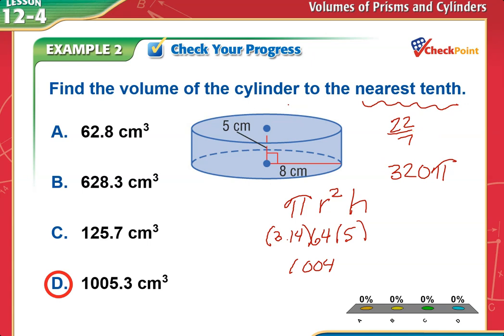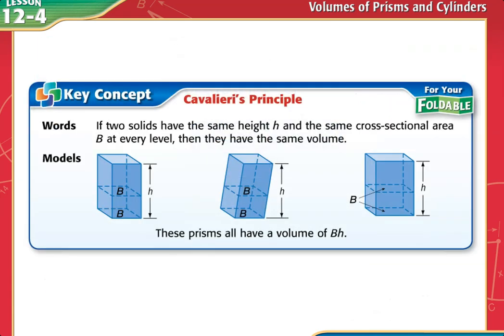Okay, so the next little principle says Cavalieri's principle. If two solids have the same height and the same cross-sectional area at every level, then they have the same volume. It's almost like a piece of clay, something that can be bendable. So these prisms all have the volume of base times height. They have the same rectangular base and the same height, but it's kind of like just leaning it over.